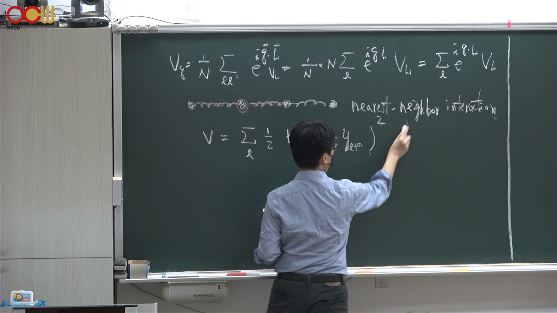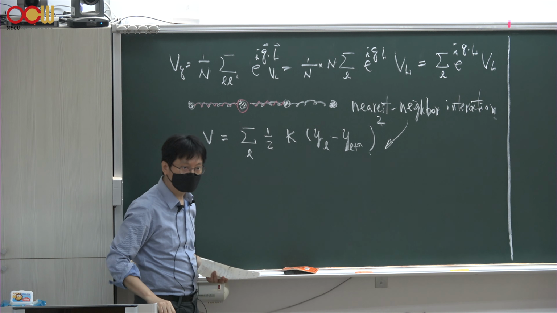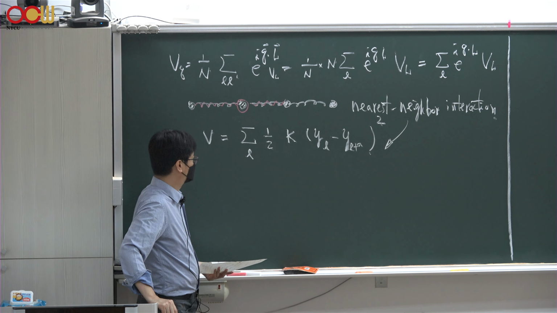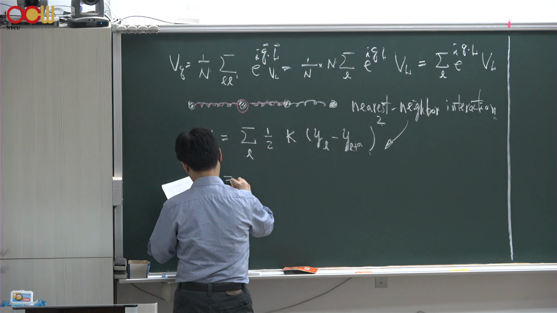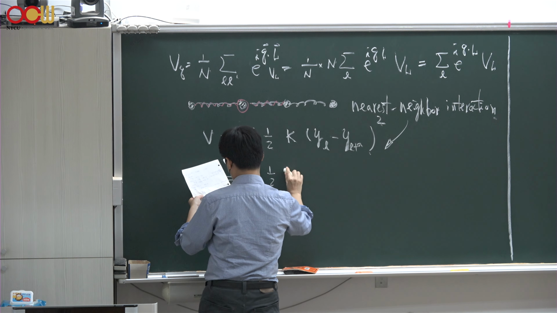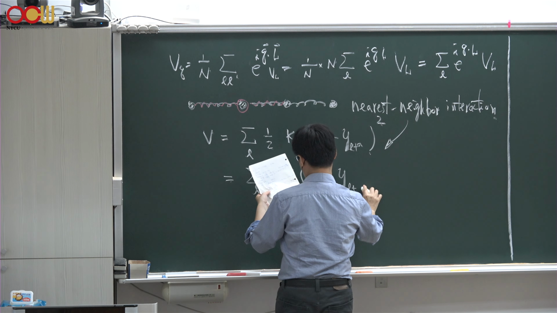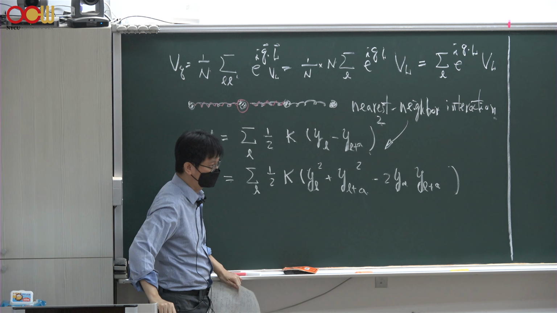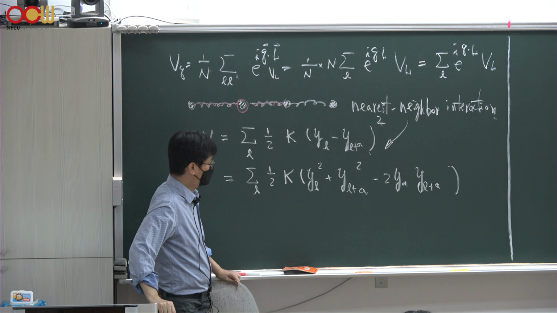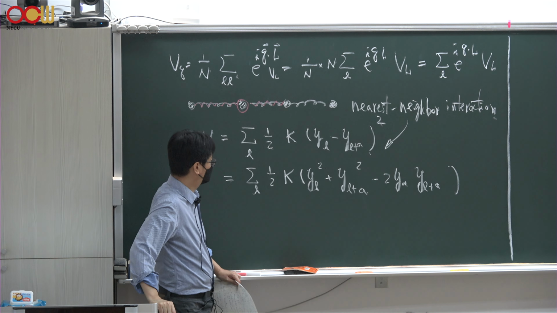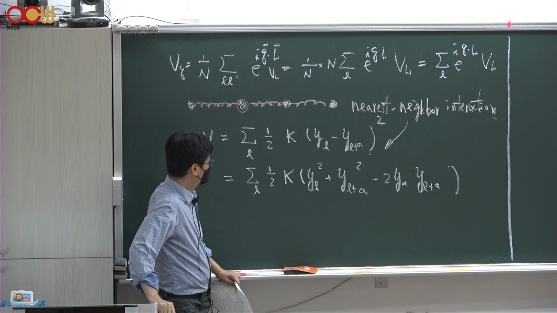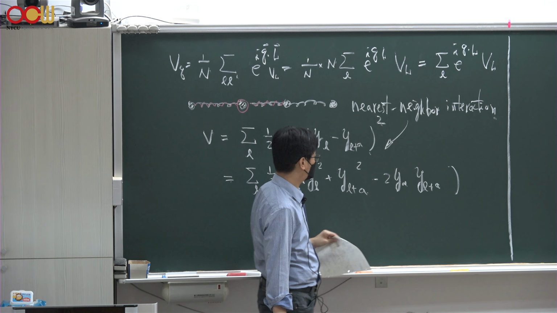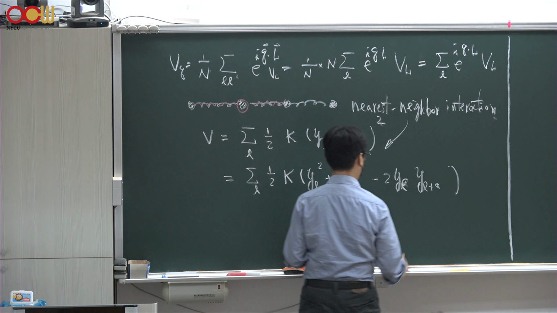This is the simplified interaction potential, the harmonic potential, which is the nearest neighbor potential term. Now we can expand this nearest neighbor potential energy by simply expanding the square of the difference between the two displacements on adjacent nearest neighbor atoms. And of course, you get y_l squared, plus y_{l+a} squared, minus 2 times y_l times y_{l+a}.